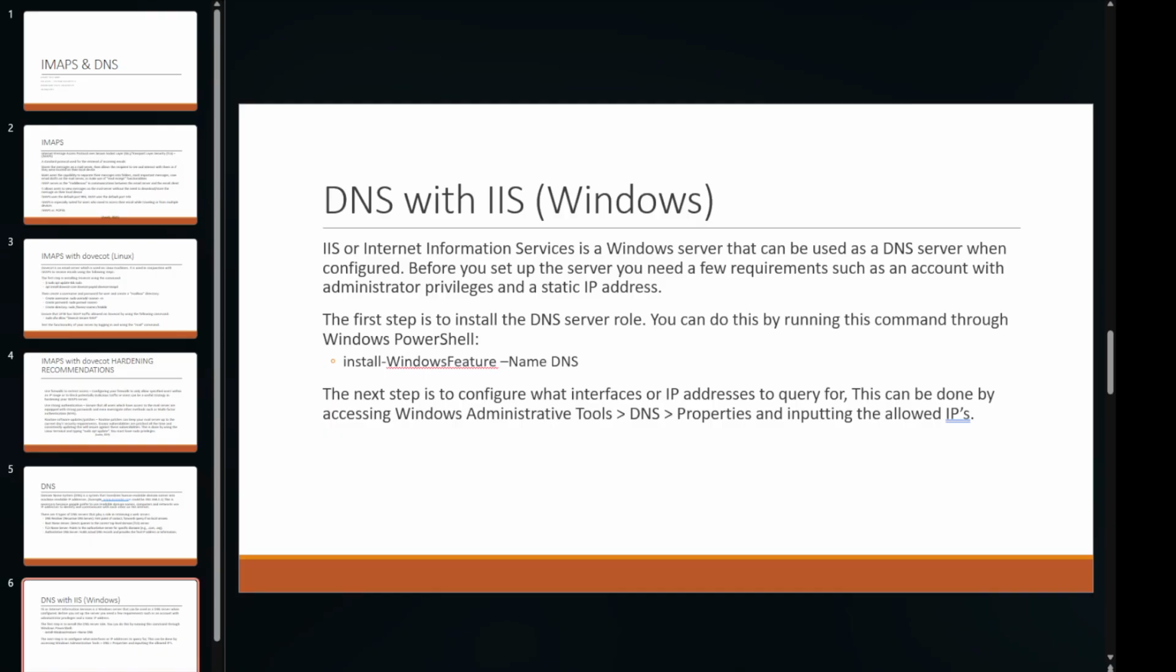The first step is to install the DNS server role, and this can be easily done using PowerShell with the command install-windowsfeature -name DNS. Running this enables the DNS server on your Windows server.